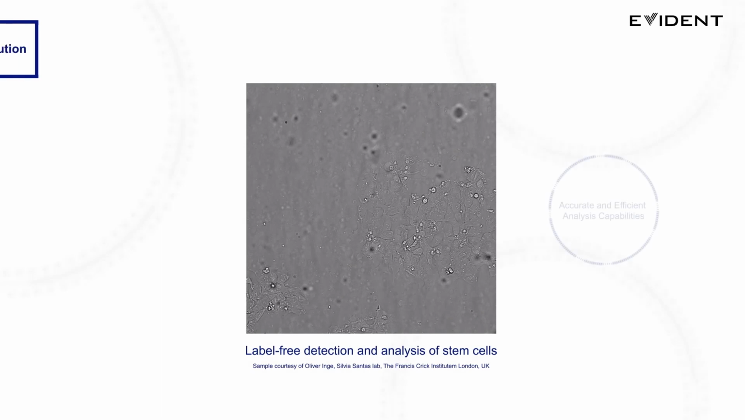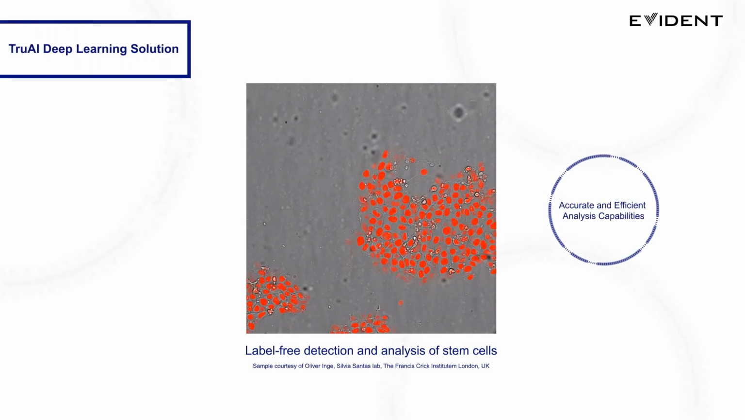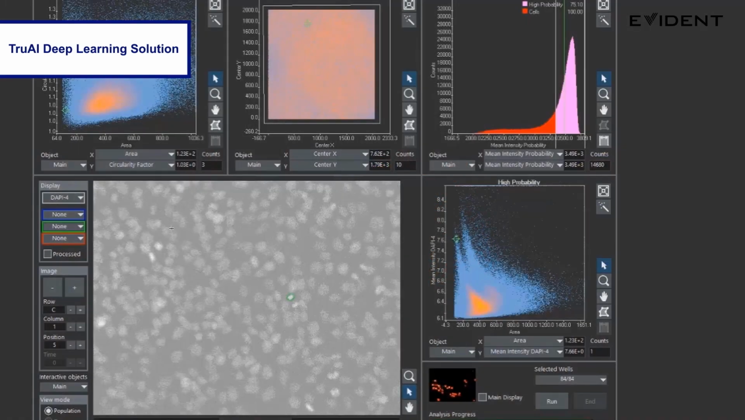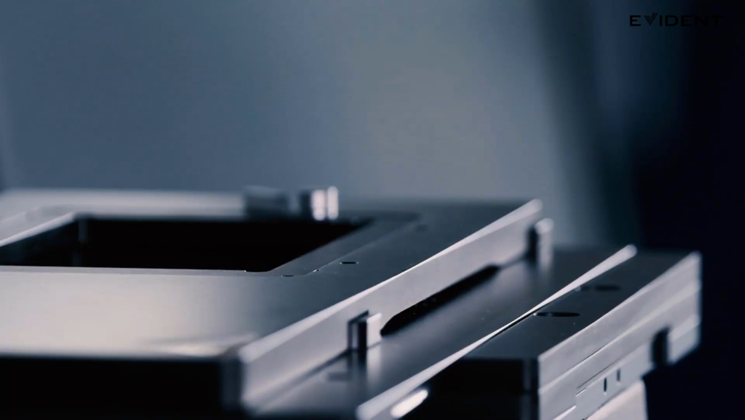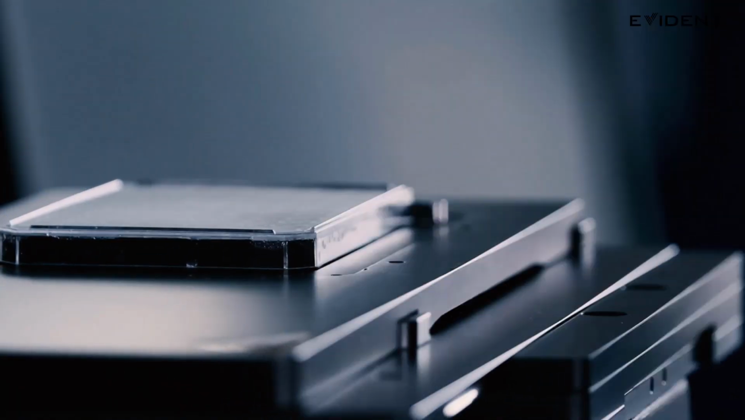This entire process is built on scanR's deep learning technology. A trained neural network can perform rapid and accurate cell and object identification and segmentation. Unlike closed box systems, scanR is designed for flexibility.